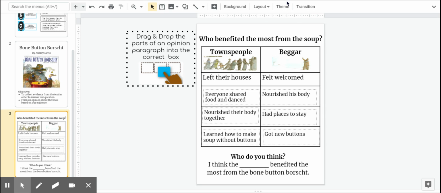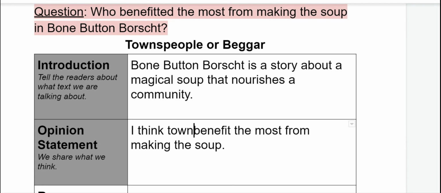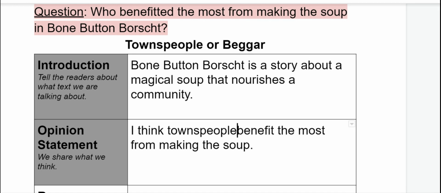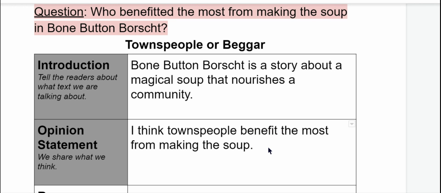Now we'll go back to our writing so we can finish up our writing for the day. We've already got 2 sentences done. Great job. So, I think blank benefited the most from making the soup. I think the townspeople benefited the most from making soup. So now I have 2 sentences ready to go to begin my Oreo opinion paragraph.